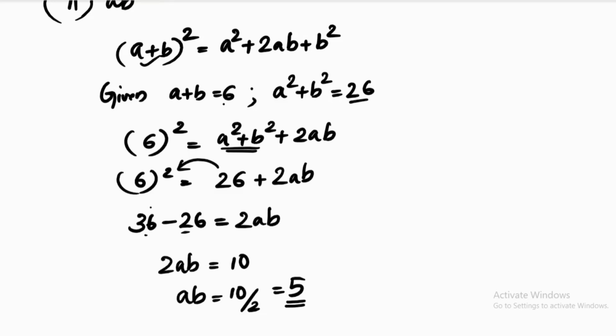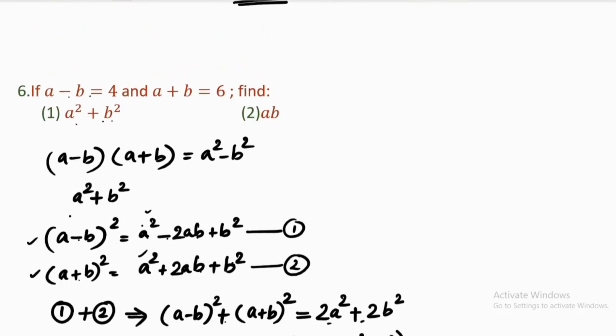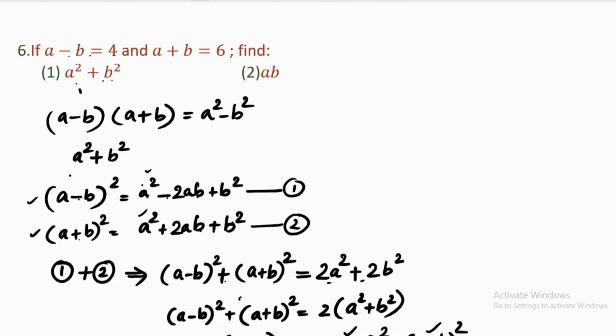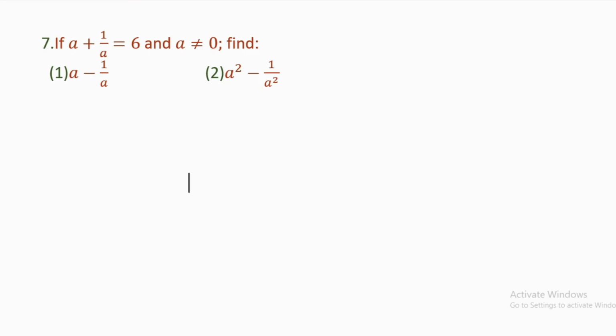Alright. So we have got the solution, that is a square plus b square, we have got it as 26 and ab, the answer is 5. Now we will solve question number 7. If a plus 1 by a equal to 6 and a not equal to 0, find the value of a minus 1 by a and a square minus 1 by a square.